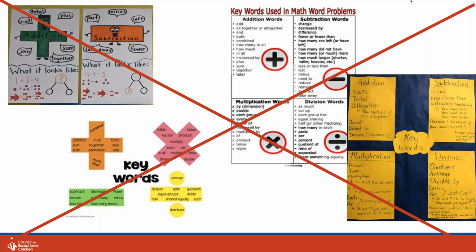With keywords, students look at these posters and they play a matching game between a word and an operation, but there is no single word in mathematics that means a specific operation. So we can't teach word problem solving like this, although it's the easier way to teach word problem solving.